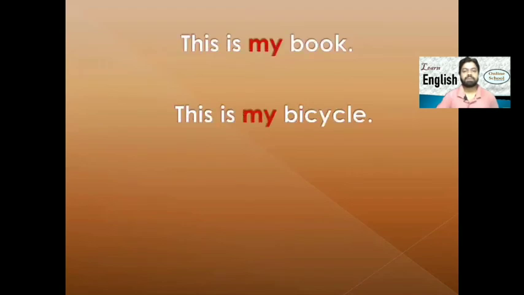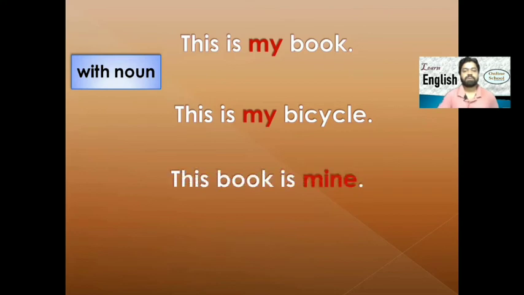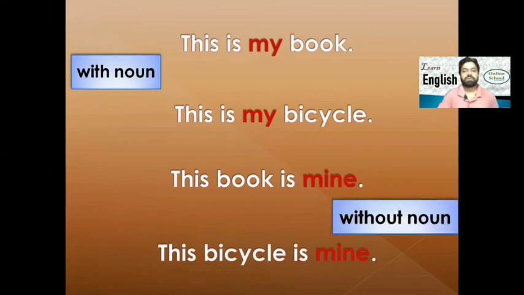So both my and mine carry the same meaning, but the usage differs. Like this is my book, this is my bicycle. Here my is used with a noun. So look at this example now. This book is mine and this bicycle is mine. Here we are using it without a noun. The word mine is used without a noun. Then we use it like this.